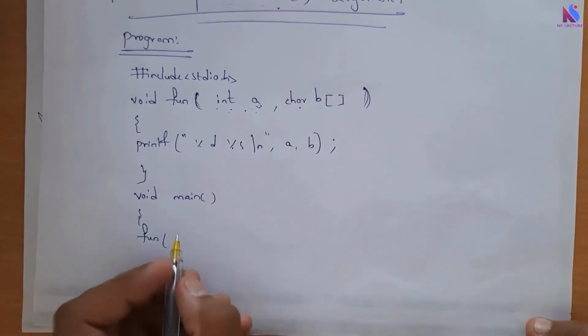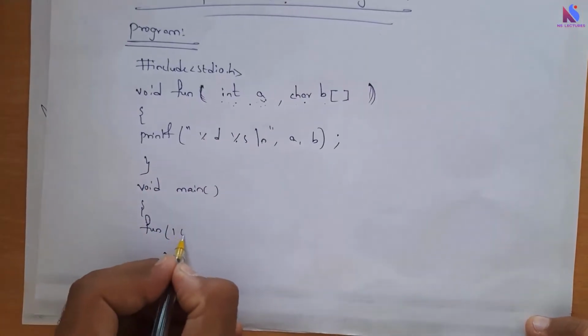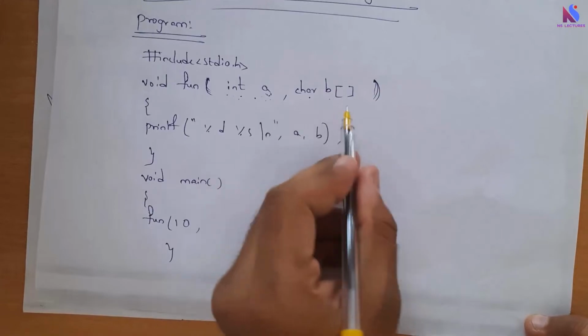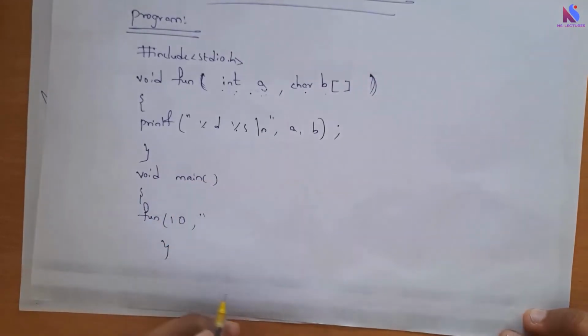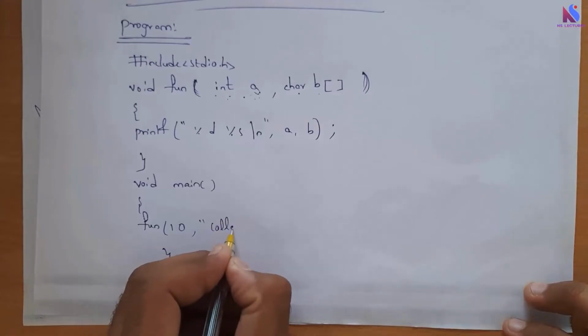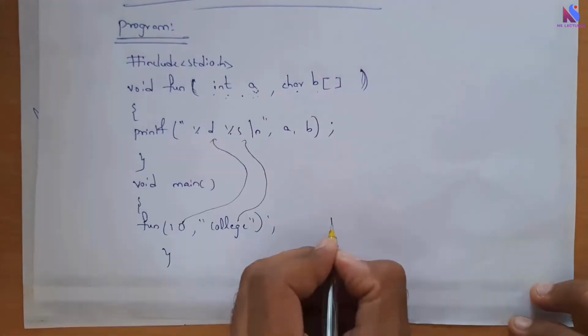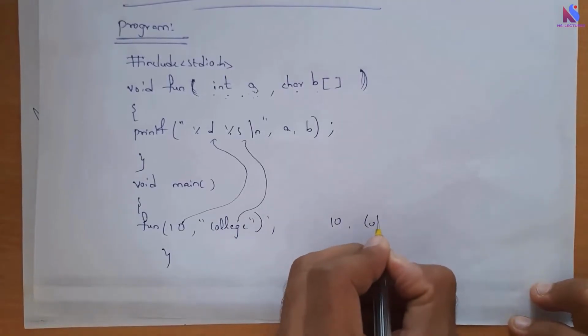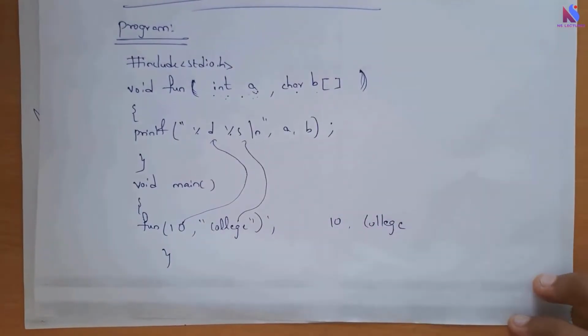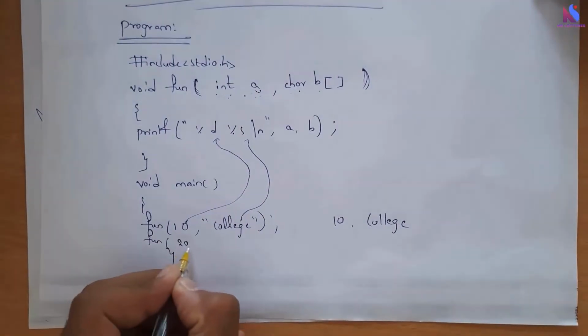Inside this function you need to write the first value, which is an integer, so I am giving the value as 10, comma, next one is a string. For example, I want to print the string college. So you need to write college in double quotations. By writing this code you will get output as 10 and college. This is my output. For example, if you want to give another value like fun(20, "btech").